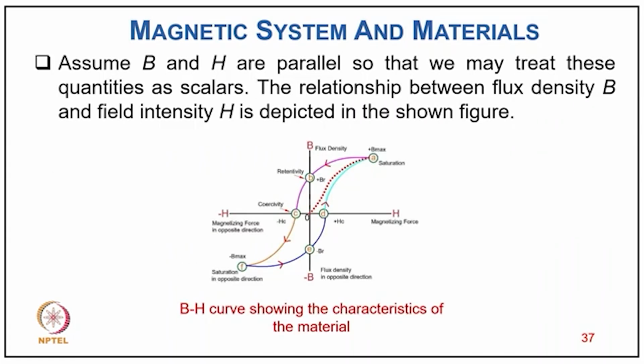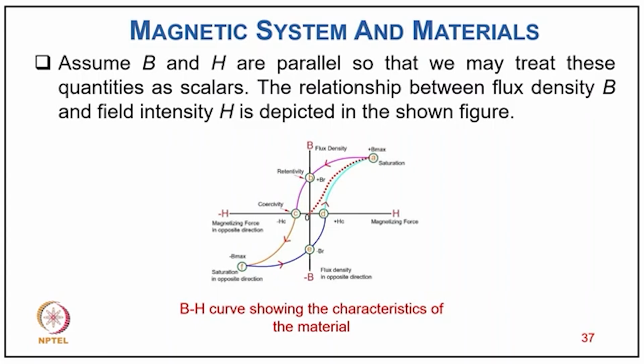B and H are parallel, so we may treat this quantity as a scalar. The relationship between flux density and field intensity is depicted in the figure here, especially for most ferromagnetic materials. It is given by a BH loop as shown here. We discussed this in the previous topic. Also, we start from 0 and provide the excitation, going to the maximum flux density corresponding to the maximum magnetizing force. But when we reduce it, it does not go to 0. This ferromagnetic material has what we call retentivity, the residual flux density, or the retentivity of the material.